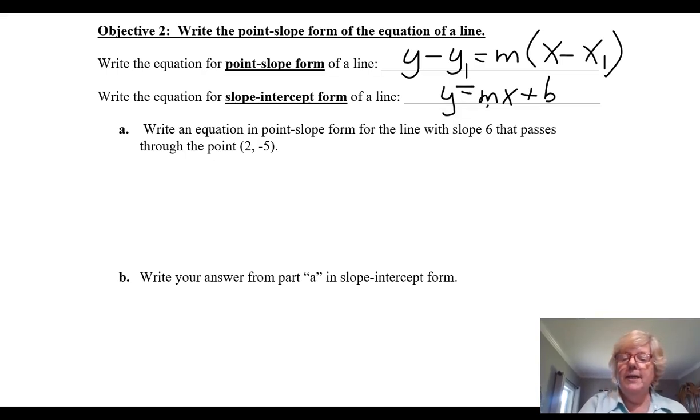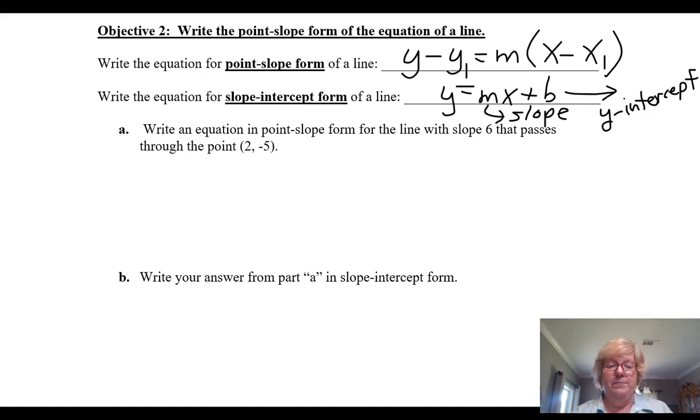We already said that m represents the slope, but we haven't had anything like this b. This b is what we call the y-intercept. We had studied y-intercepts when we had first started graphing earlier in our semester. Now let's go through and work an example.